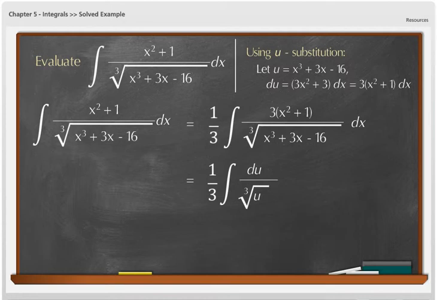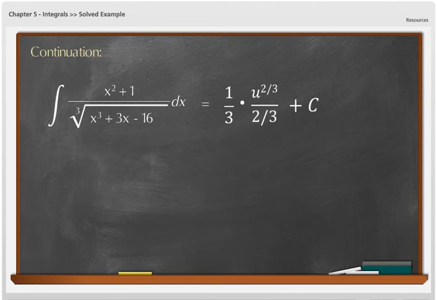Now to find the antiderivative for this one, we are going to use the power rule. So the antiderivative is going to be 1/3 times u to the power of minus 1/3 plus 1, divided by the new power, which is minus 1/3 plus 1, plus the constant of integration, c. Please don't forget the constant of integration. Now you could simplify this expression a little bit. Your denominator is going to be 2/3, and you already have 1/3 multiplied by your expression, so you could cancel the 3 out, and you end up with 1/2 times u to the power 2/3 plus c.